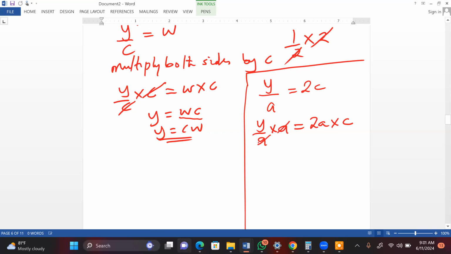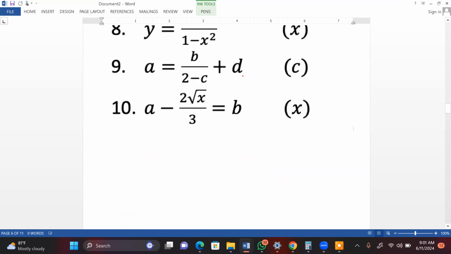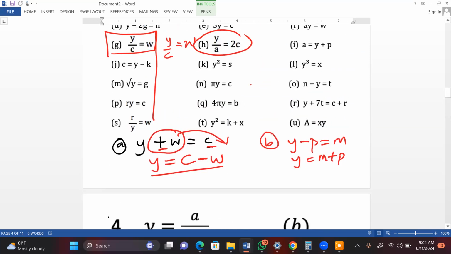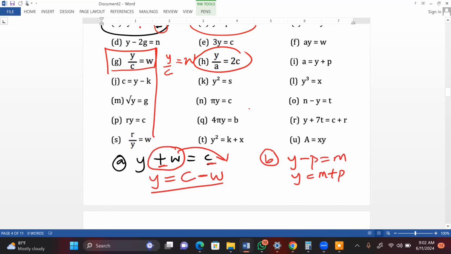So A will cancel A, then Y will then be what? 2AC. Yeah, 2AC. Is that clear? Yes, it is. Good. So let's move to another complex one. We are moving gradually. Okay, good. Let's start with question K.